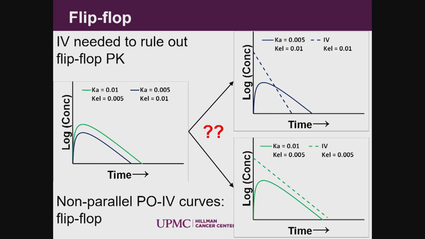So how can you find out whether you have flip-flop kinetics, where these rates are reversed? Well, you need to do an IV study. And so these are the two situations. If you don't have flip-flop kinetics, the common rule, your IV curve and your oral curve will have parallel terminal phases. The elimination rate is rate limiting. If they are not parallel, then you are dealing with flip-flop kinetics. And in this case, your apparent terminal half-life in your oral curve is reflective of your absorption rate. And actually the upfront piece, that is your elimination rate.